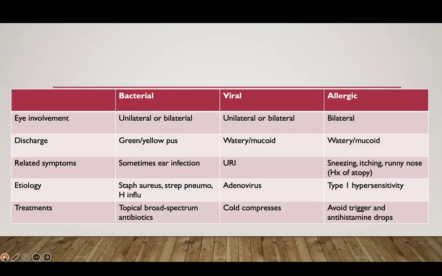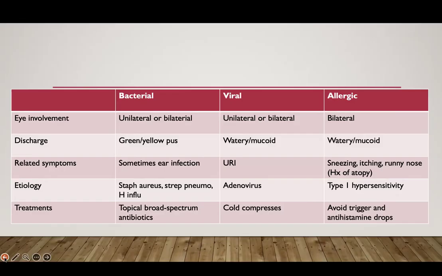In terms of discharge for bacterial, it's going to be yellow and green pus, right? So you will classically see pus oozing out from the eyes and redness of the eye. For the viral, it's going to be watery or mucoid, similar to allergic. So there is no way you can distinguish viral or allergic conjunctivitis just based on the discharge, right? As I said, you have to look out for the details, if it is unilateral or bilateral. If it is bilateral, it's most likely allergic conjunctivitis.